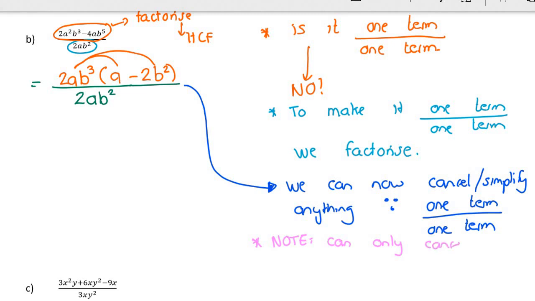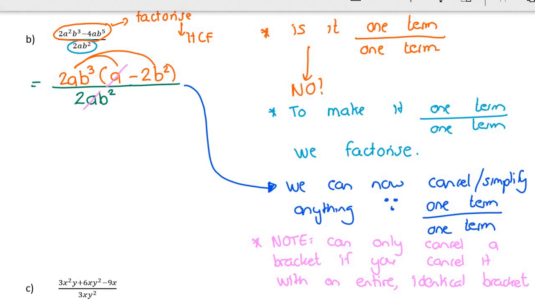So you can only cancel a bracket if you cancel it with an entire identical bracket. So you can't see the A inside the bracket and go, oh yes, A and A. No. You can't pick out the toy from the Happy Meal. It's either the whole Happy Meal or nothing. So what I can do here is say, oh gosh, look. Now I'm going to do this. Oh, no, that wasn't meant to happen. There was meant to be a 2 there, and I cancelled it away. So let me go put it back there.